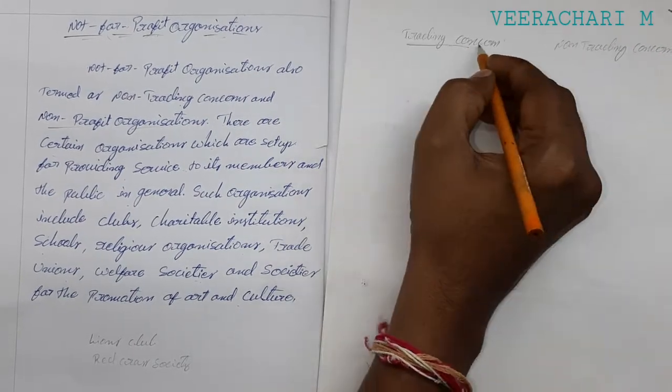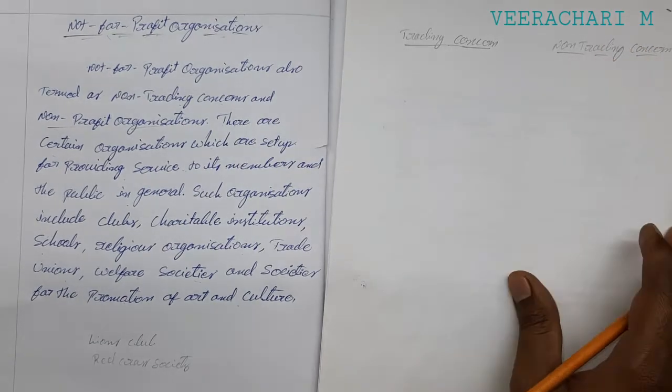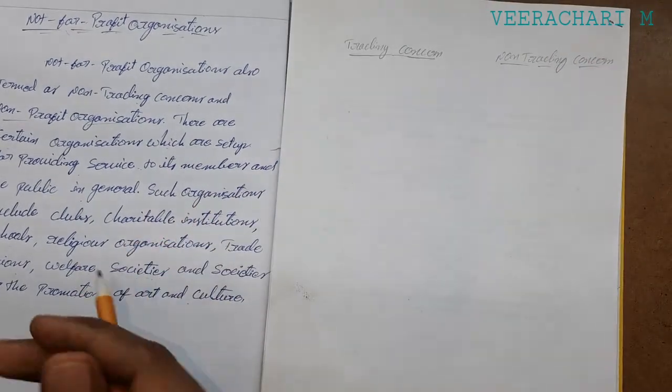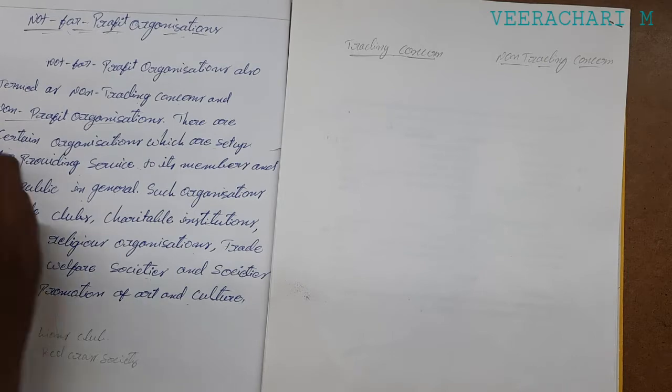Trading concern means it should be run with a profit motive. Non-trading means a non-profit organization, without any expected profit motive. What is the difference? Let us see the differences between these two.